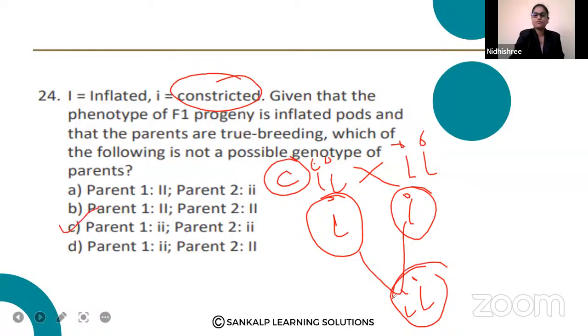Because we get constricted plants there. What they have said is that in the F1 progeny we should get inflated pods, but we are getting constricted pods here, right? Option C is the right answer. Okay? Then C and D don't come. Praveen selected option D.